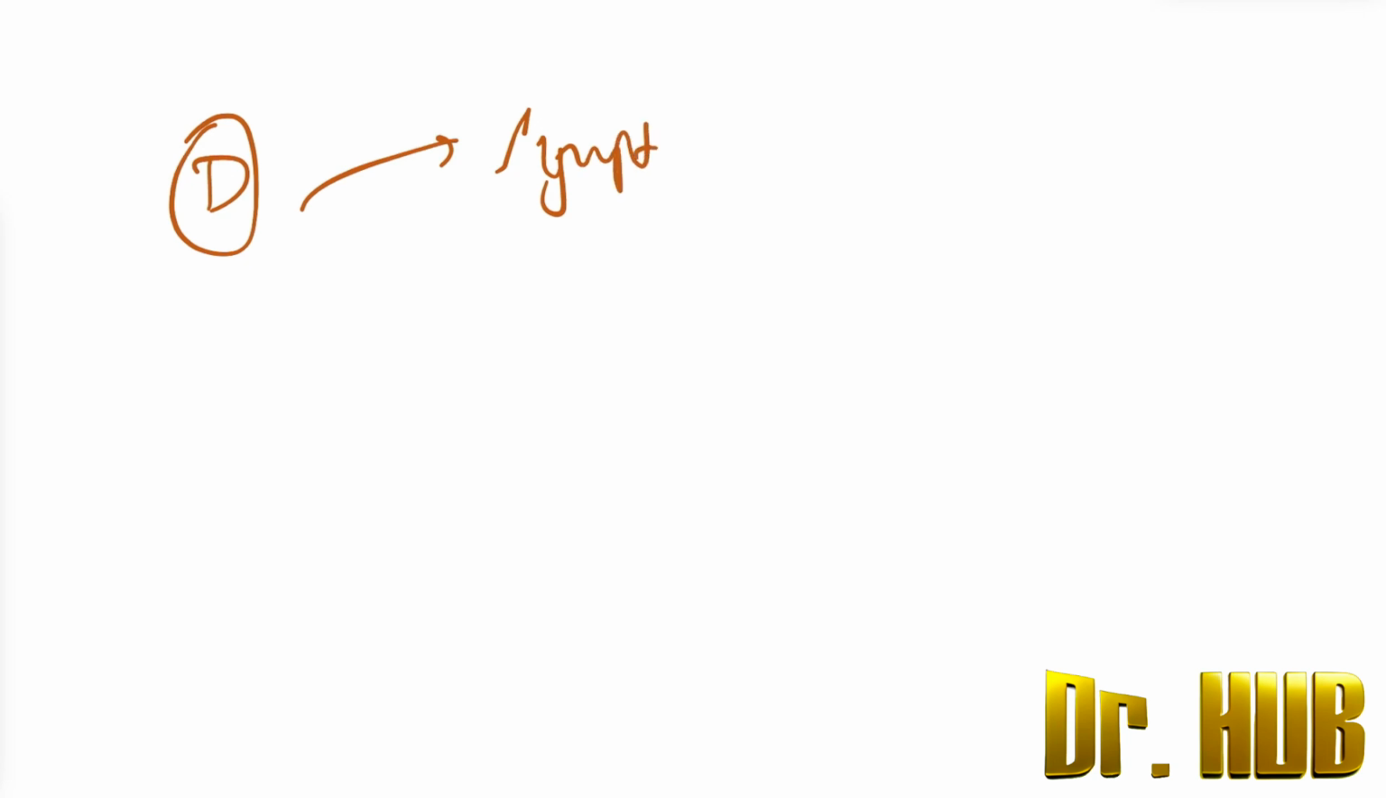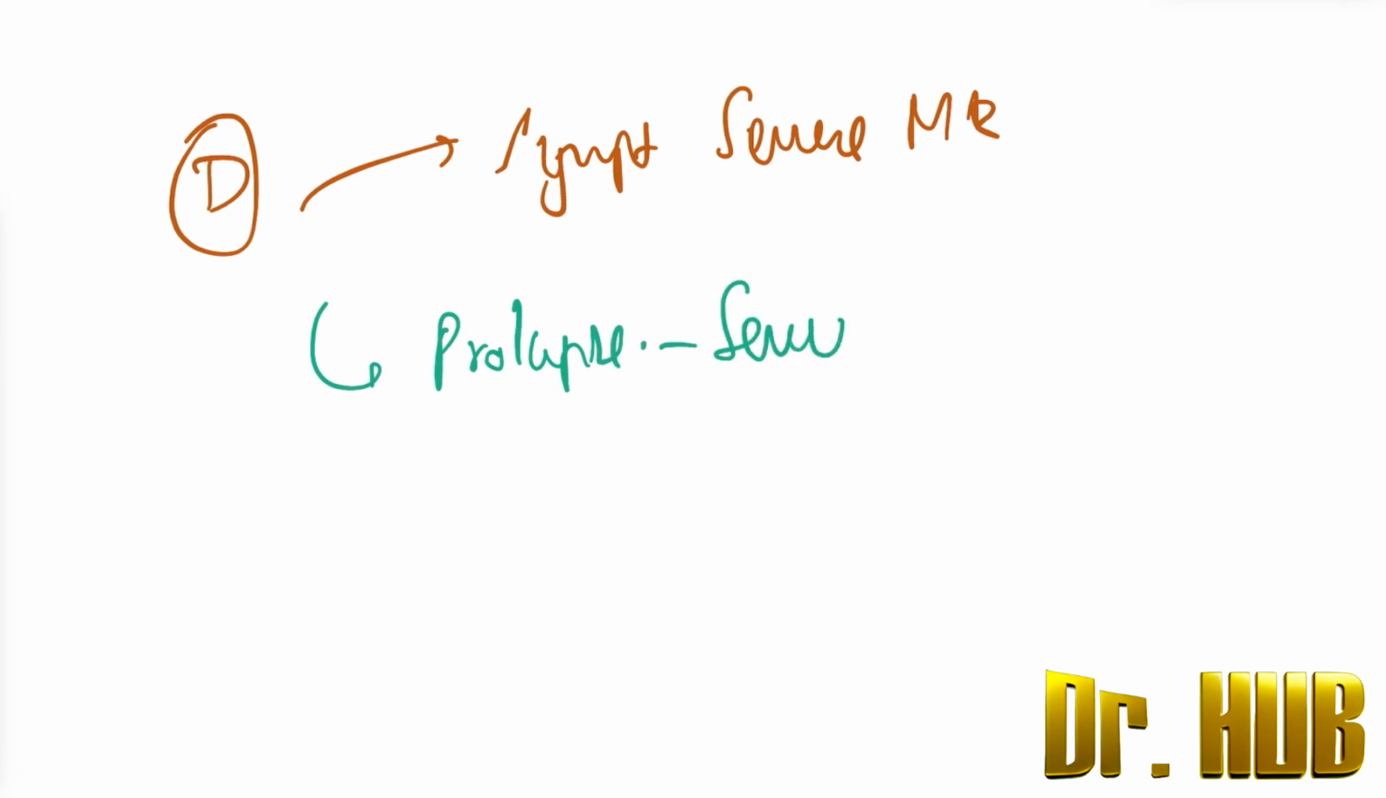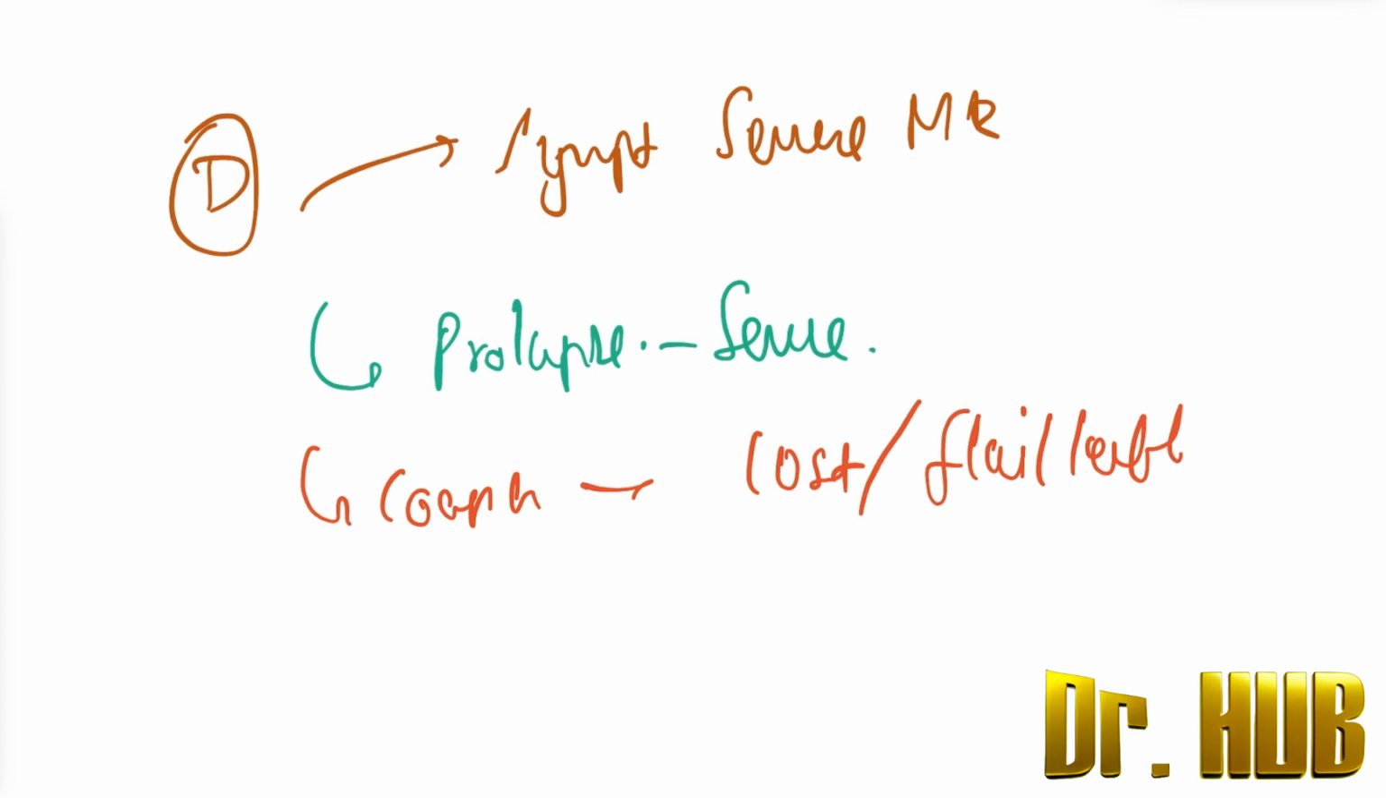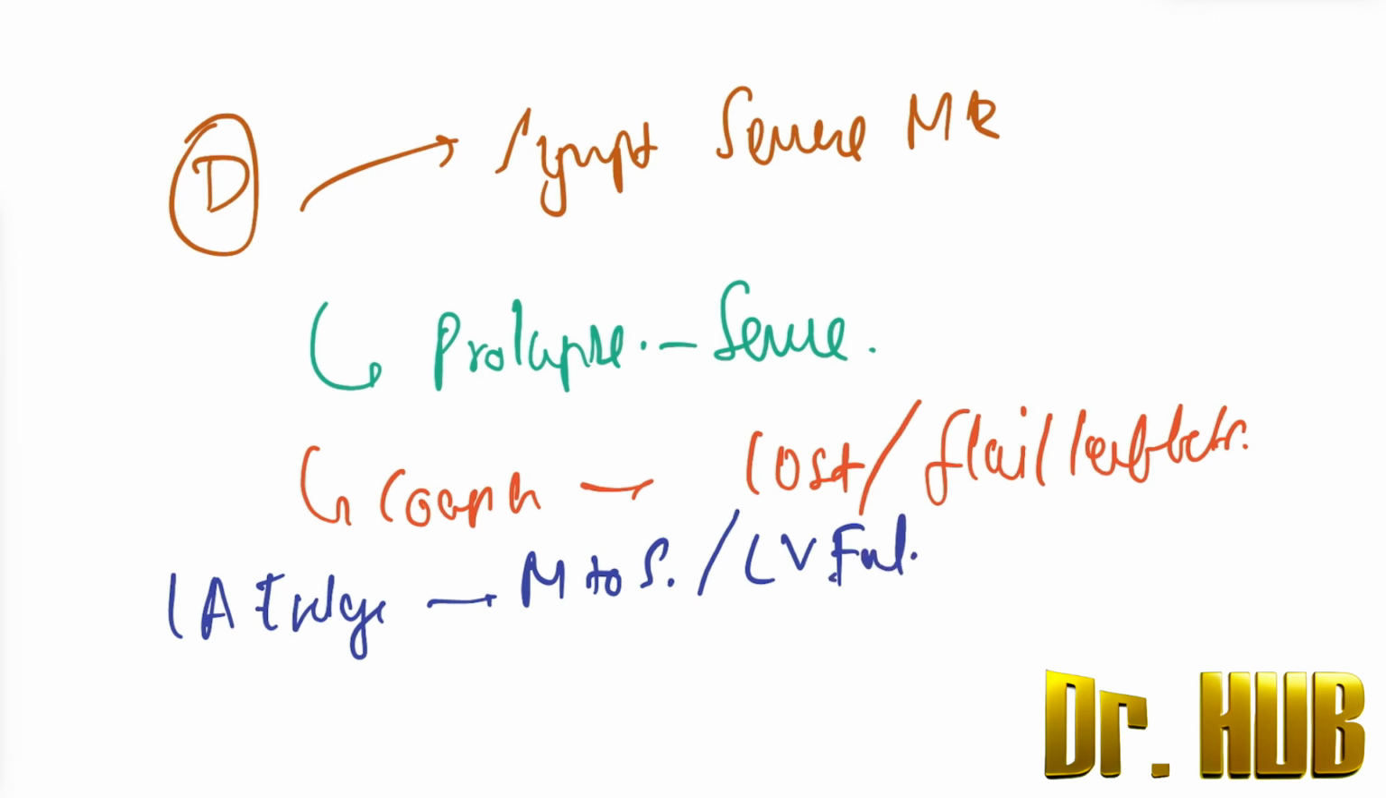Now let's move on to type D or stage D. Here in stage D, it becomes symptomatic. So it is nothing but symptomatic severe MR. When you look at the valve prolapse or the coaptation, the prolapse becomes very severe, and the coaptation becomes lost, with the presence of flail leaflets. How are the hemodynamic changes? Left atrial enlargement is moderate to severe, left ventricular enlargement is present, and pulmonary hypertension is present.